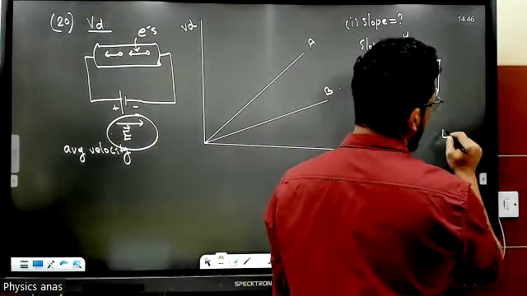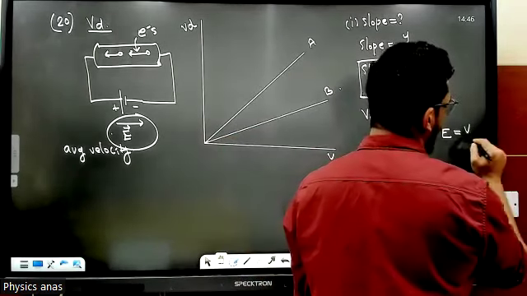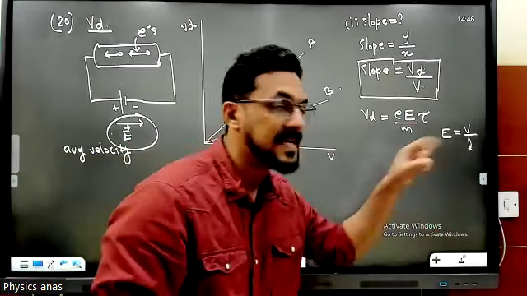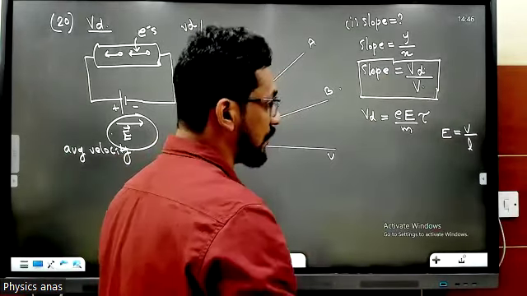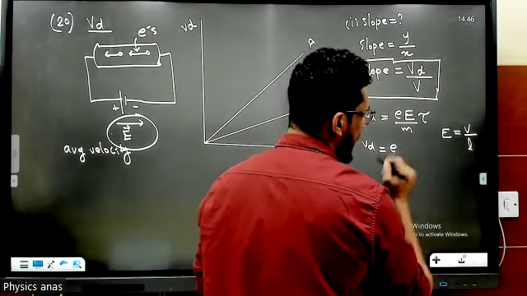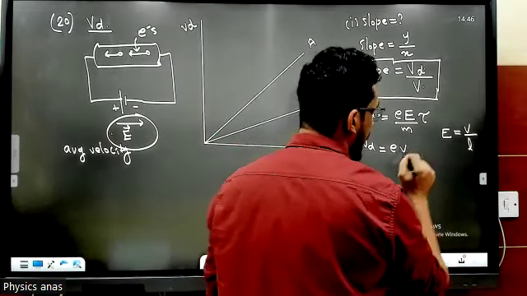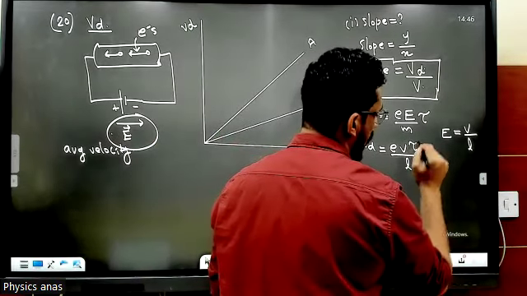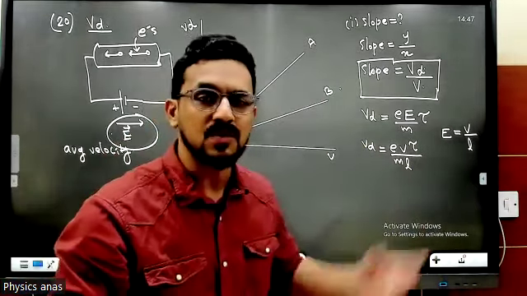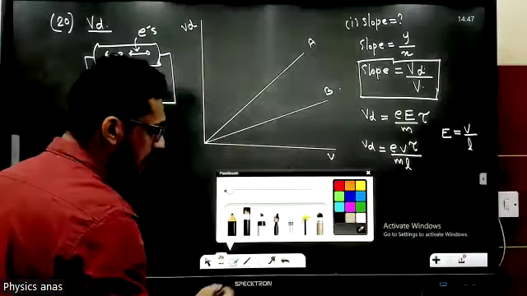But we know another equation for electric field. What is the equation for electric field? That's voltage divided by distance. So you can apply that equation here. Vd is equal to e times, instead of electric field, you can write V by L, times tau, by m. Now you have such an equation for drift velocity. In this equation, you can see V.